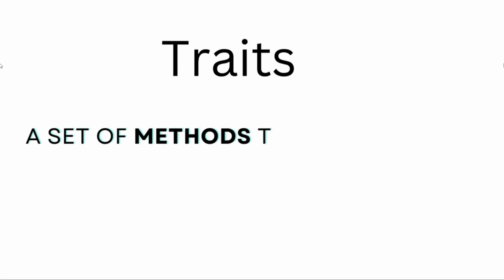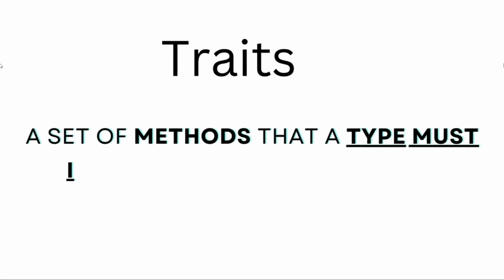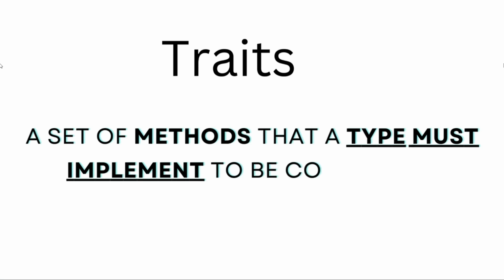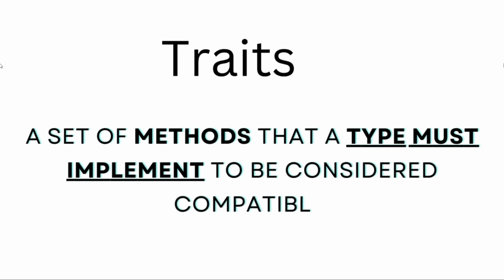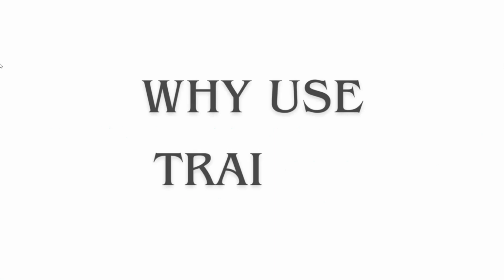First, what are traits? A trait defines a set of methods that a type must implement to be considered compatible. Imagine traits as contracts between different parts of your code. This is similar to interfaces in Java or protocols in Swift. Next thing is why we use traits. Let's look at an example.